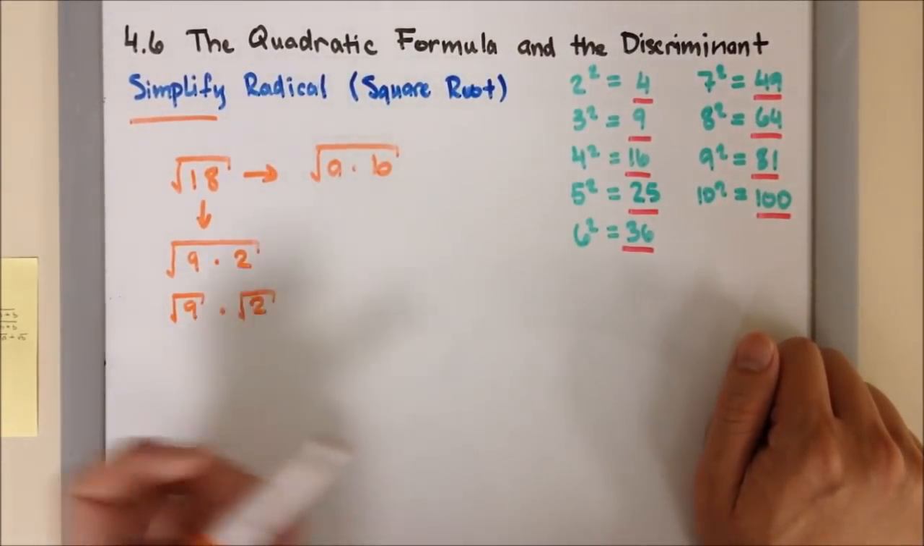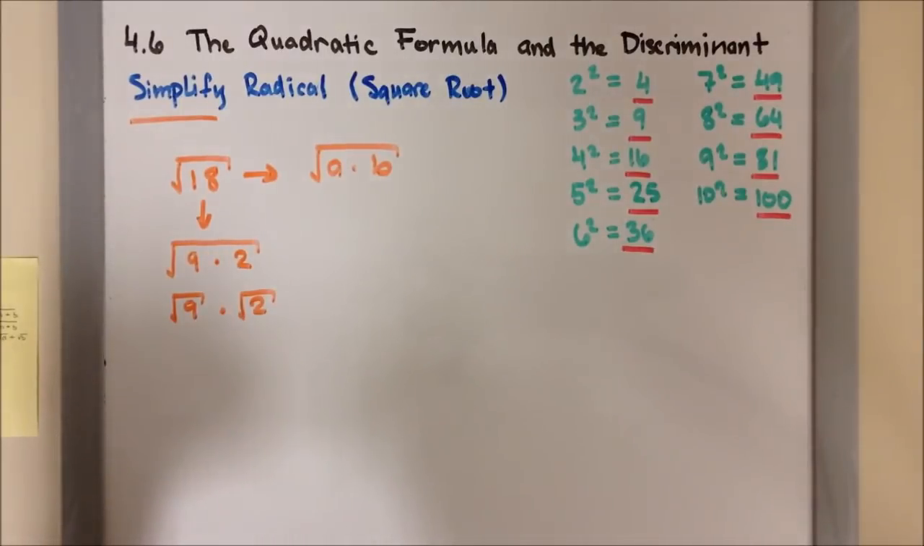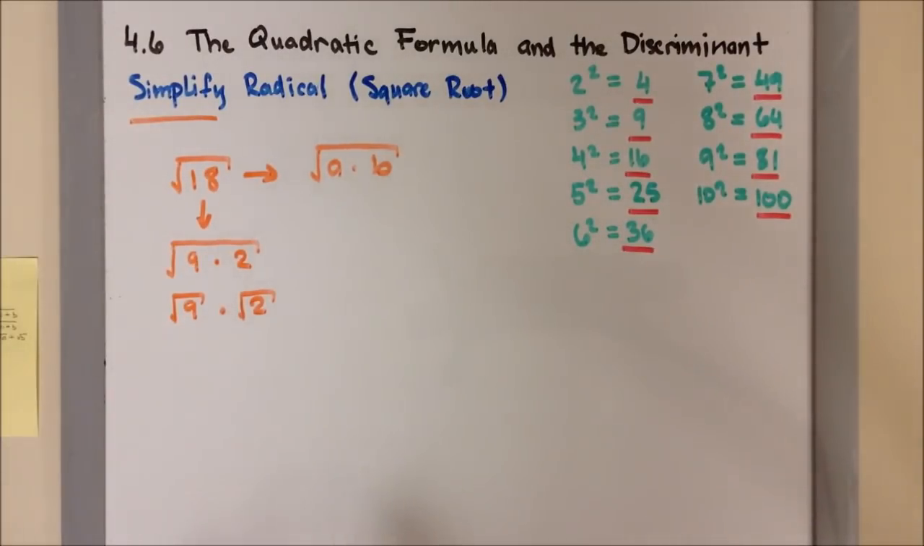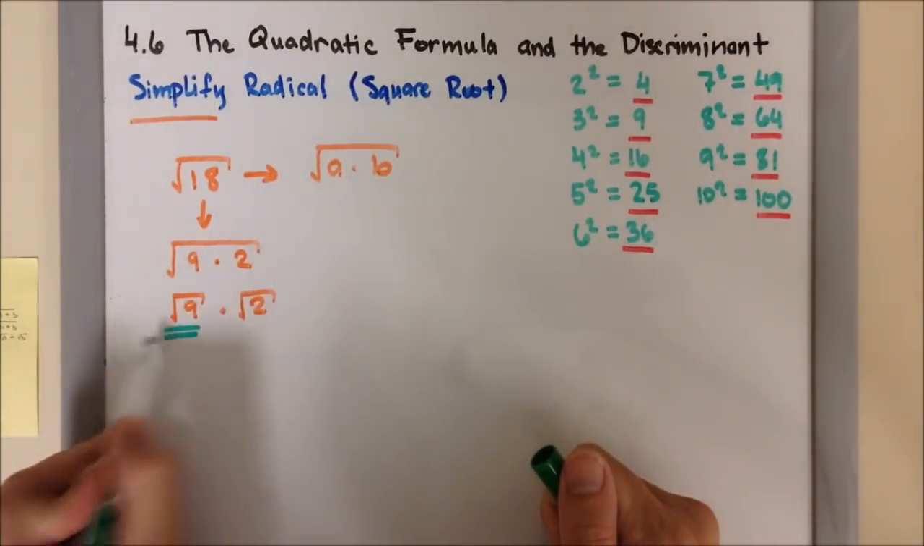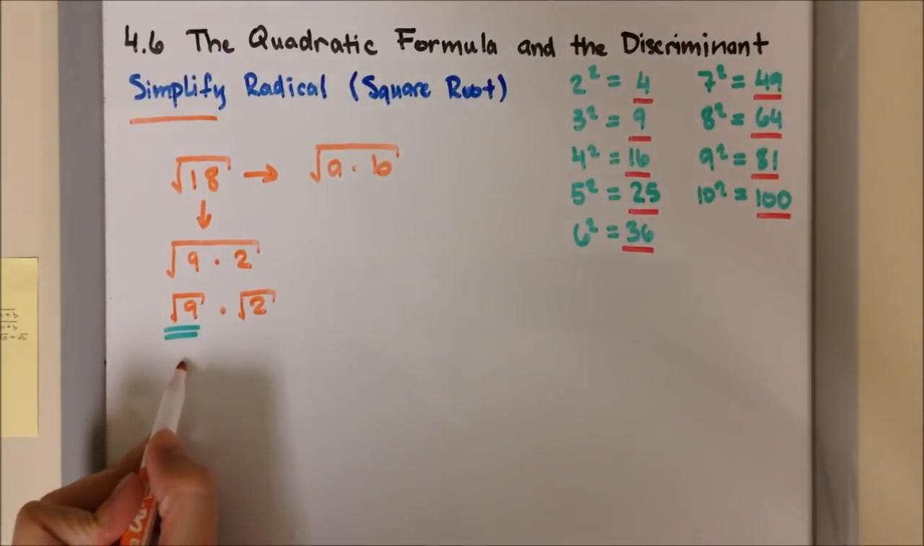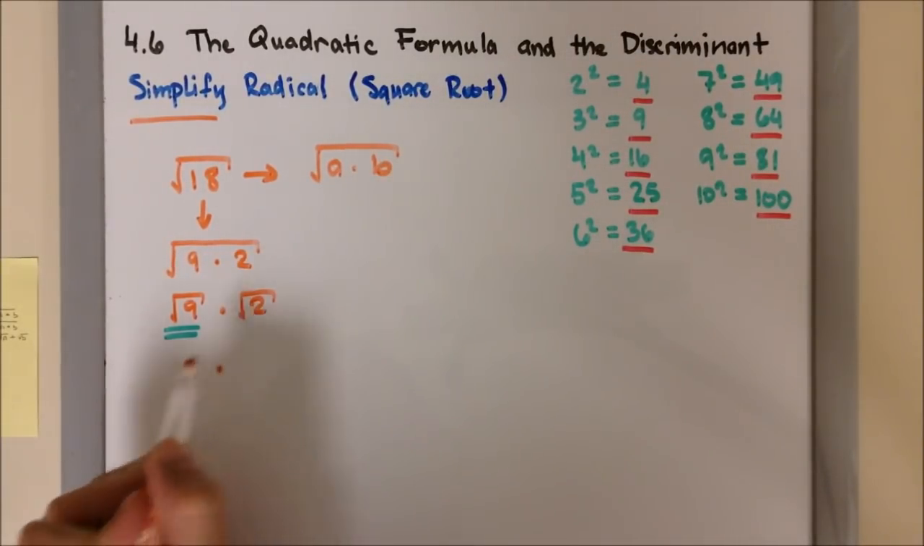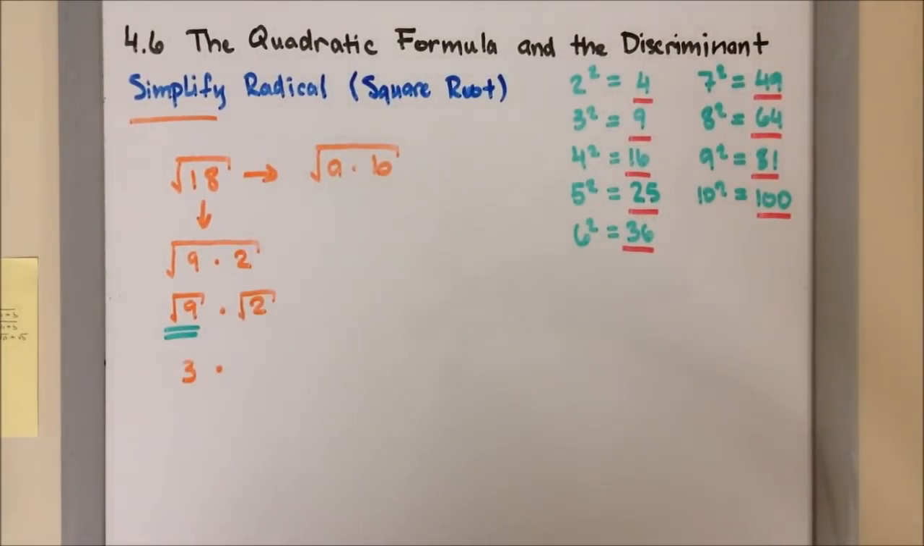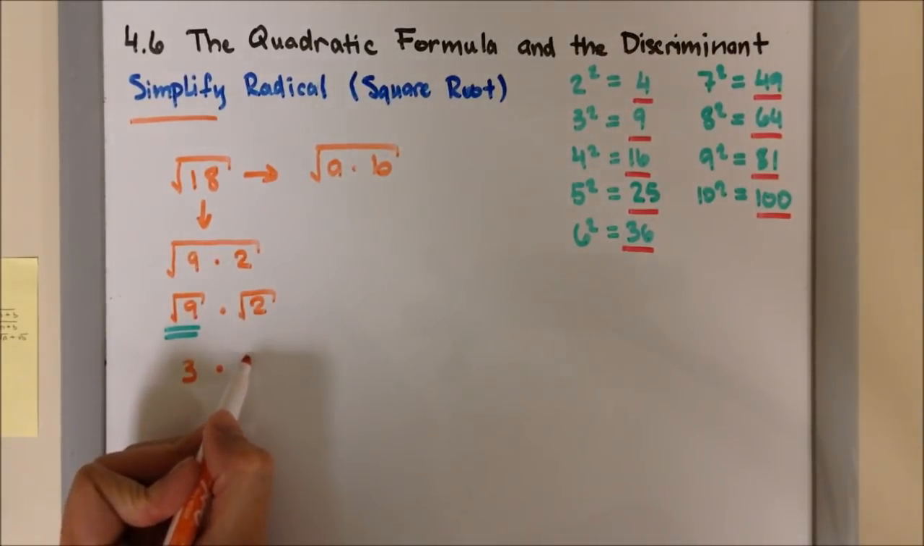Now once you do that, the only one that you can simplify, that you can actually do the square root of, is this one right here. So the square root of 9 will be 3, times the square root of 2. You cannot simplify that square root. If you do it with a calculator, it will be converted into a decimal. So I'm just going to leave it like this.